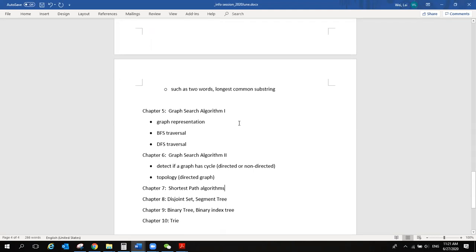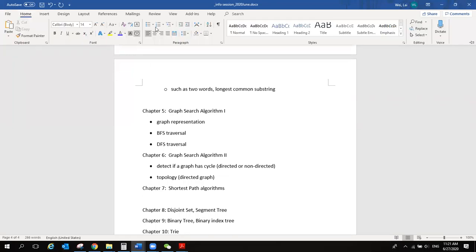In chapter 7, like I said, these are applications for more use cases based on graphs, which is the shortest path algorithm. A very interesting topic. The question is, in the graph, now I give you two nodes. So tell me, what is the shortest path?